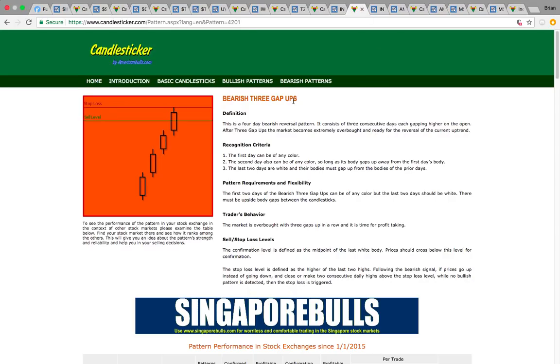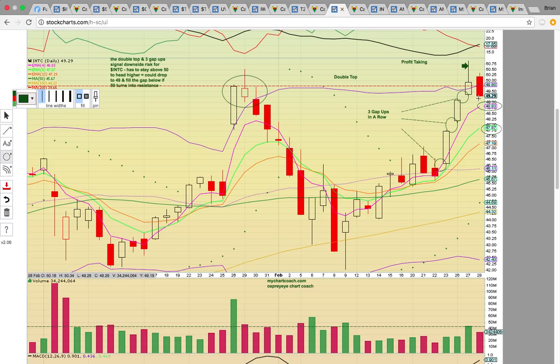And then a bearish 3 gap ups reversal pattern did form yesterday. And that pattern was confirmed today by the red candle. So you had very strong confirmation with that big red candle.